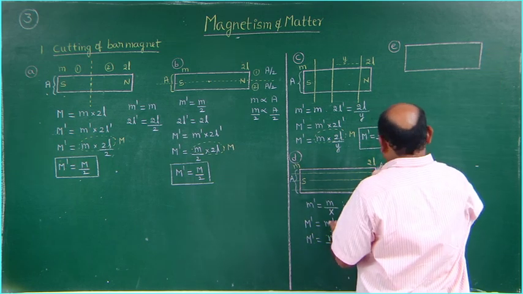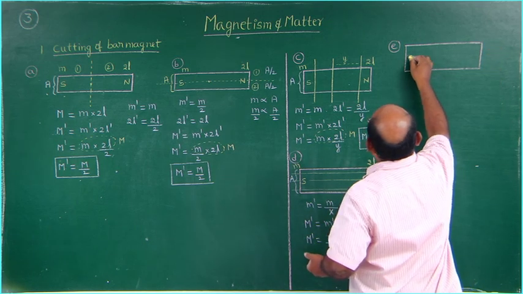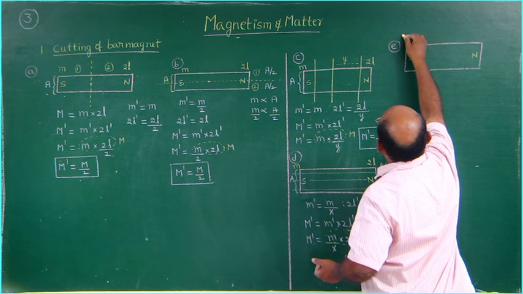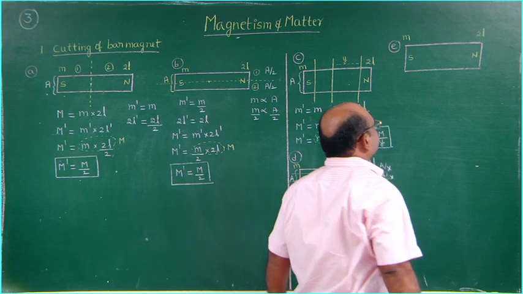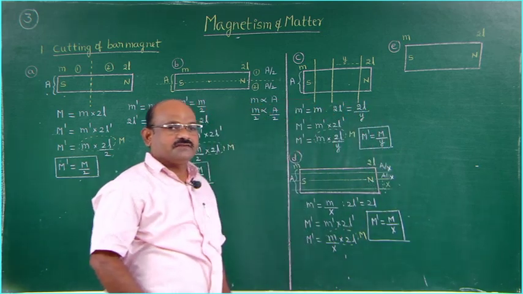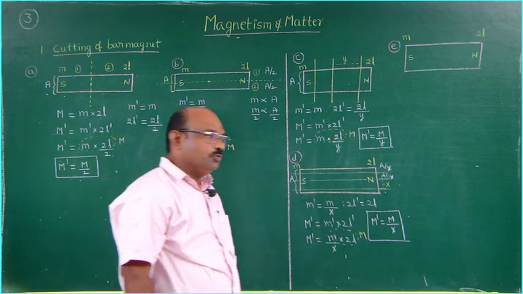This is the bar magnet with a south and a north pole. Pole strength of the magnet is m, magnetic length is 2l.